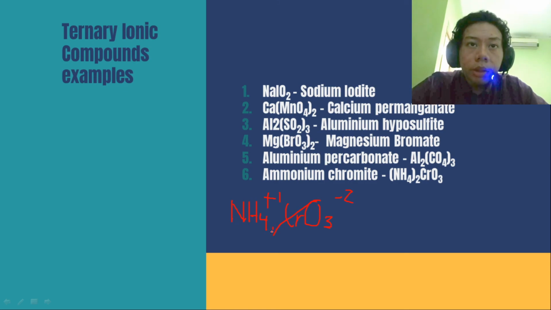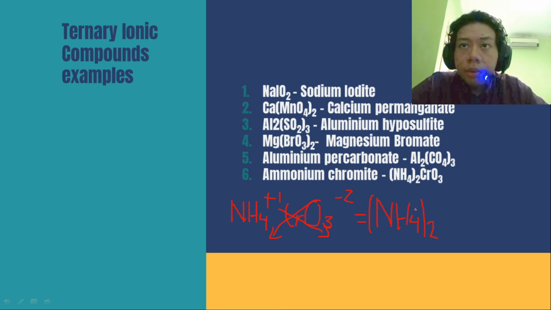We can use the crisscross method as always. So this is equal to NH4, we use parentheses, and we put 2 here, and this 1 multiplied by this goes to the CrO3. So we don't need to write the 1, and we don't need to write the parentheses as well. So here is the answer, (NH4)2CrO3.